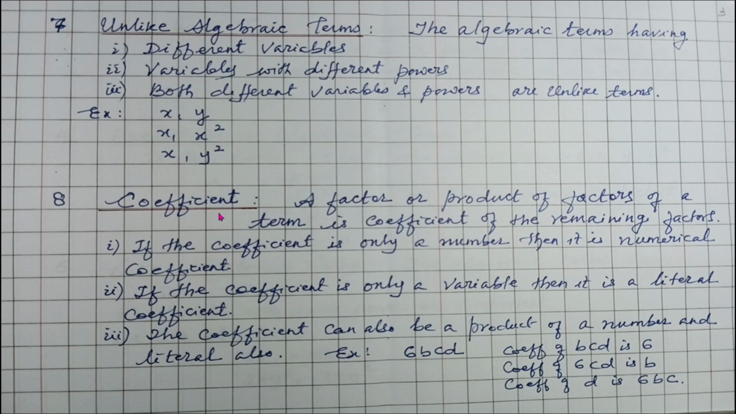Now let us talk about coefficient. A factor or product of factors of a term is the coefficient of the remaining factor. If the coefficient is only a number, then it is called a numerical coefficient. If the coefficient is only a variable, then it is a literal coefficient. The coefficient can also be a product of a number and a literal or a variable. For example, if you take 6bcd here, coefficient of bcd is 6. Coefficient of 6cd is b, and coefficient of d is 6bc. So please remember, we have different types of coefficient: numerical coefficient and literal coefficient.